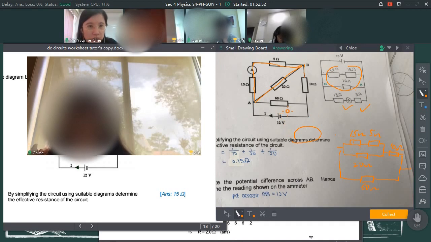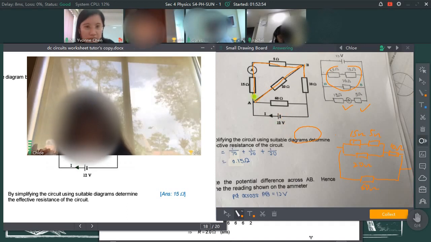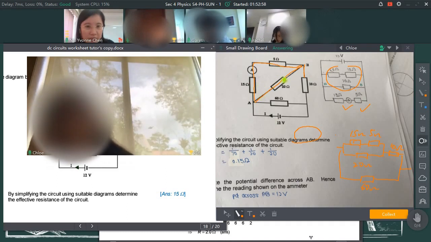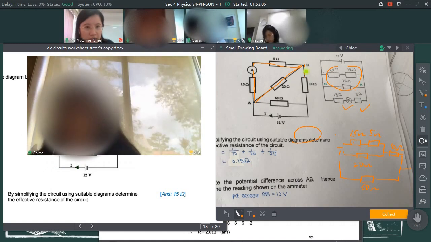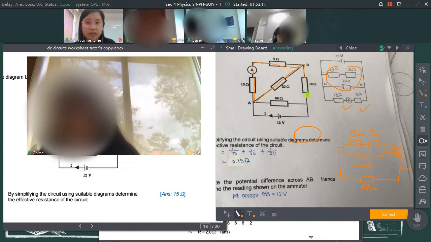Okay, so basically you can see 15 and the 5, they are connected in series first, right? Then connected in parallel with the 20 ohm. Then they join here, they go through another 10 ohm resistor, right? So there's a 10 ohm here. After that, they will combine the current flowing from the 60 ohm resistor. So the circuit looks like that.